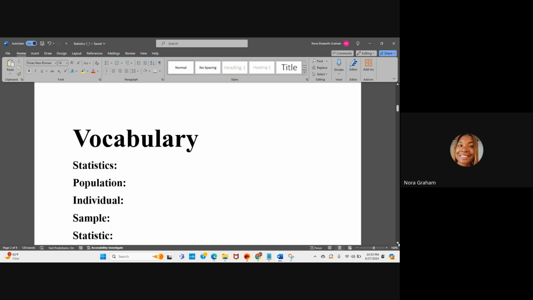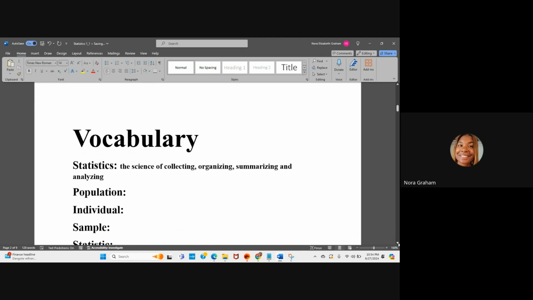The first one is going to be statistics. Statistics is just the science of collecting, organizing, summarizing, and analyzing information to draw conclusions or to answer questions. Okay. And usually when we refer to data in statistics, data is just going to equal information.